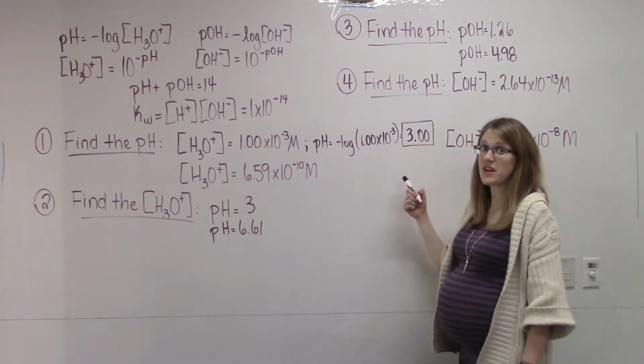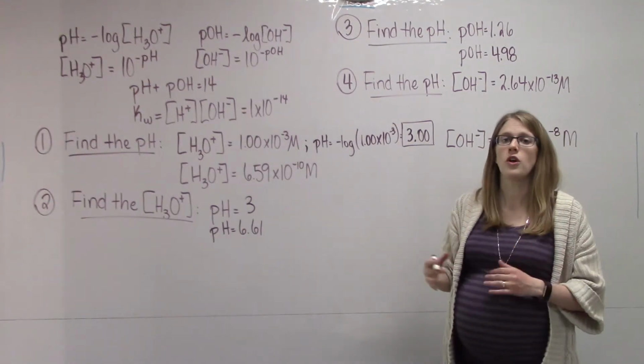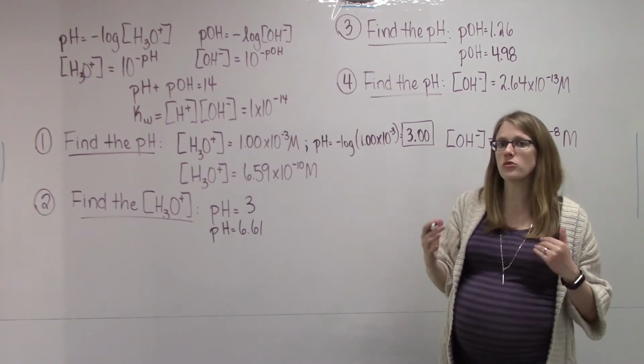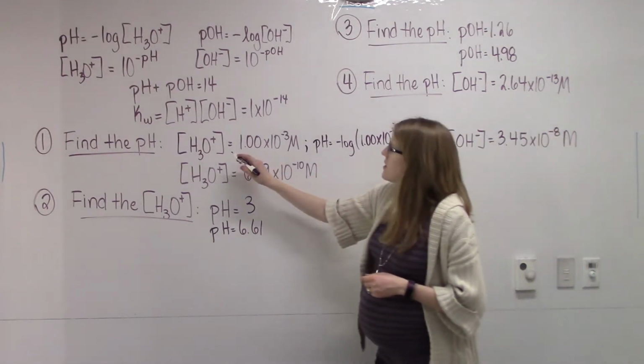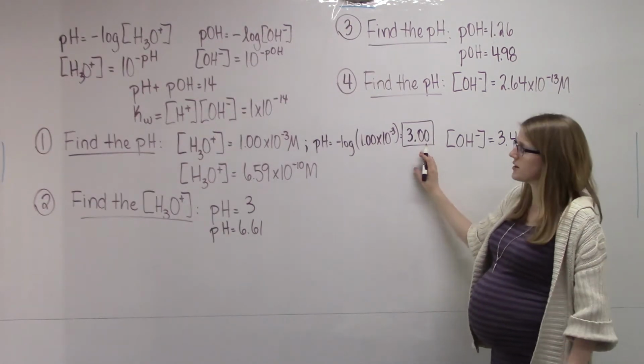Let's think about what this number means, because I'm constantly going to be asking you, is it basic, acidic, neutral? Remember, any pH below 7 is going to be acidic. This pH is below 7, so this is actually an acid. Let's do this one.